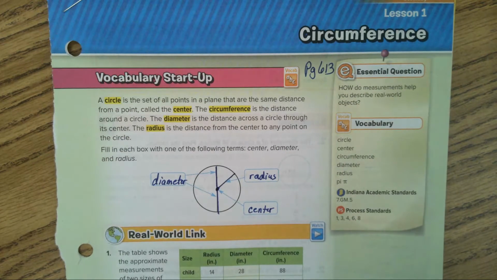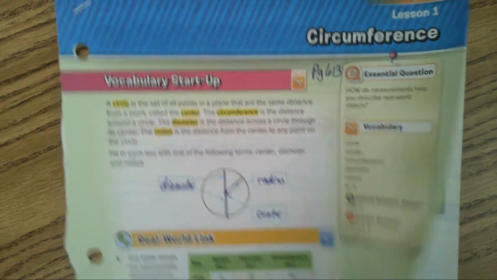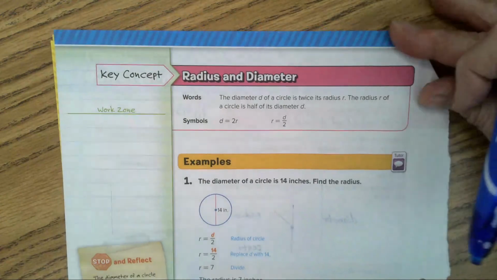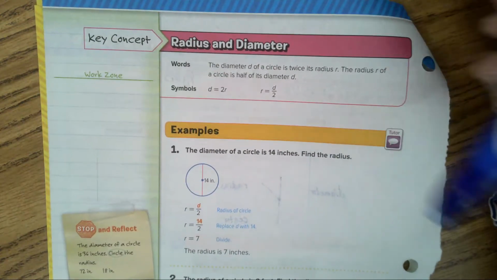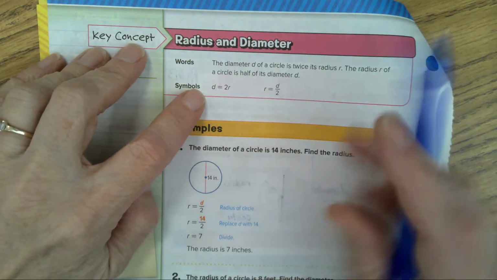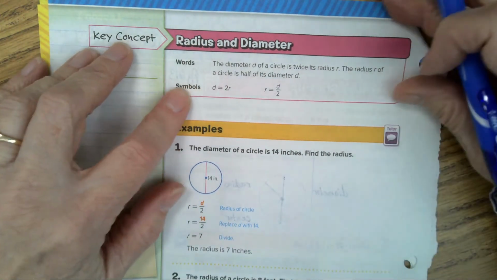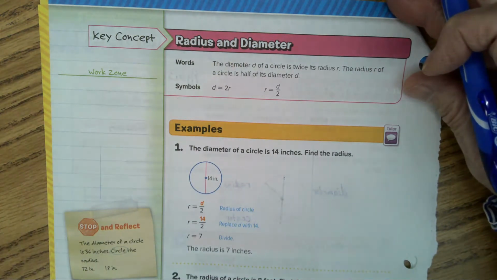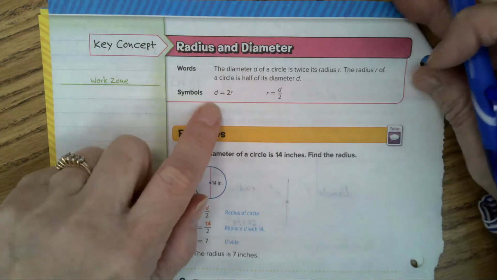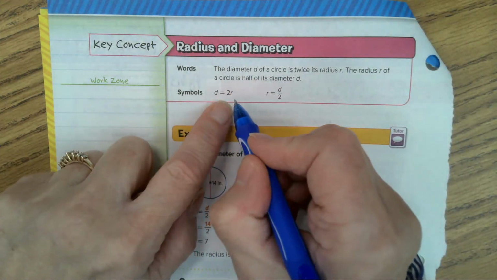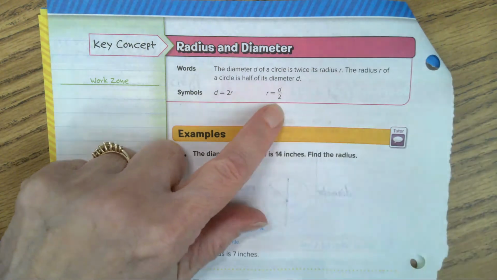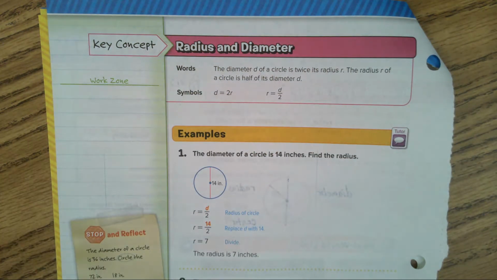So let's go to page 614. Radius and diameter. The diameter, d, of a circle is twice its radius. The radius, r, of a circle is half of its diameter. So here, the diameter equals 2 times your radius. Your radius equals the diameter divided by 2. Any questions on those little formulas?